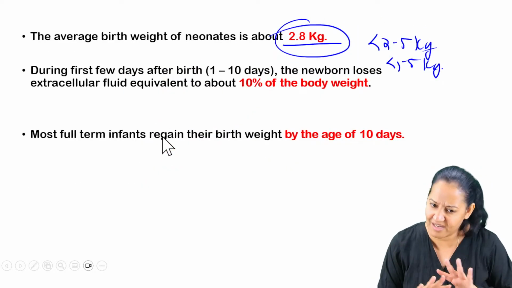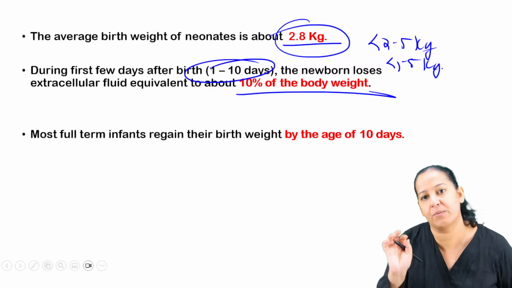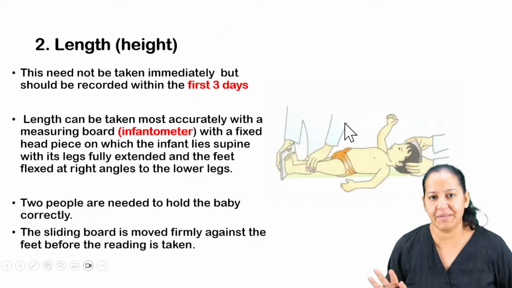So this is a rule. It is normal. On the 10th day, the weight is equal to the birth weight, and a 10% fall is there. So that is about the weight.